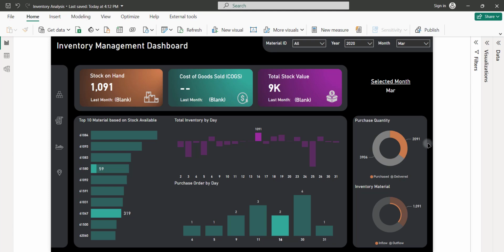This particular visual helps in analyzing how much material is delivered compared to the order. Sometimes the order quantity is much larger compared to what is delivered, and vice versa.